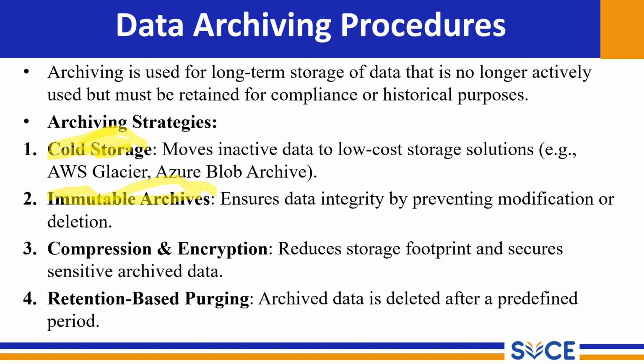Next one, compression and encryption. It reduces the storage footprint and secures sensitive archive data. And next, retention-based purging. Here, archived data is deleted after a predefined period. So once data has been archived, after some predefined period it is purged. That is what retention-based purging is.